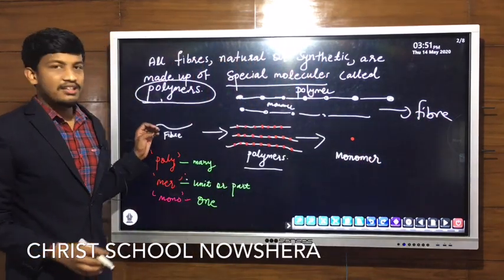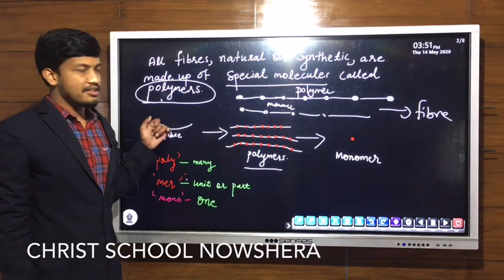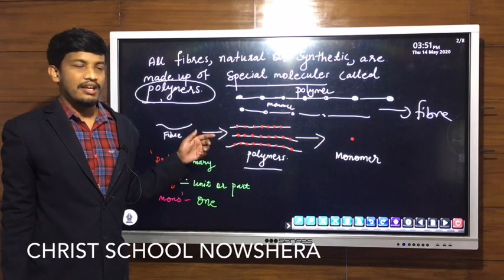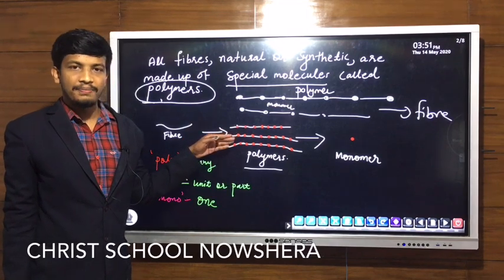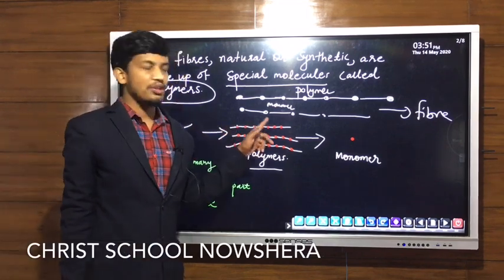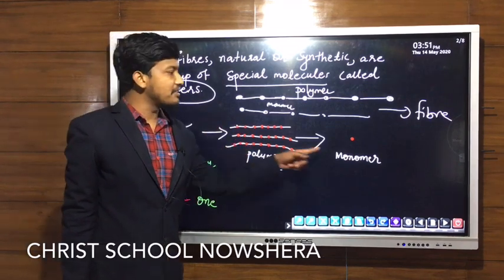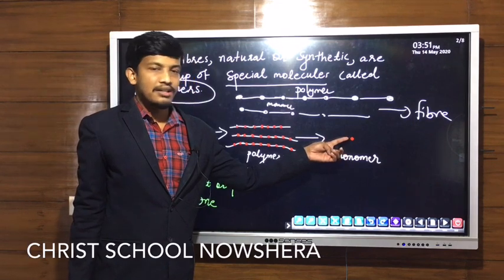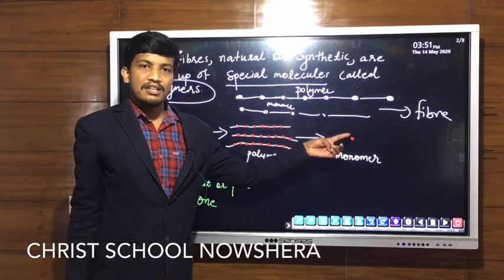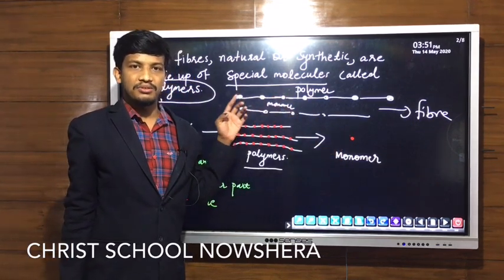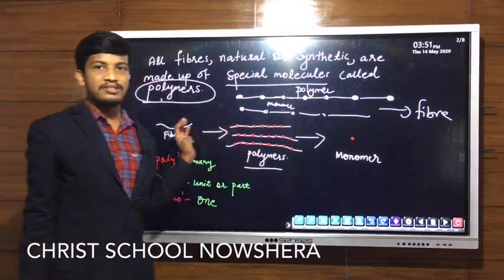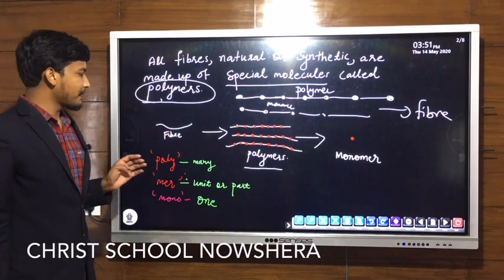So listen again, fiber is made up of long chains called polymers. And polymer is a long chain made up of small units, and each small unit is called monomer. So in other words, the same monomers combine together to form a long chain. This is called polymer, and a group of polymers give fiber.